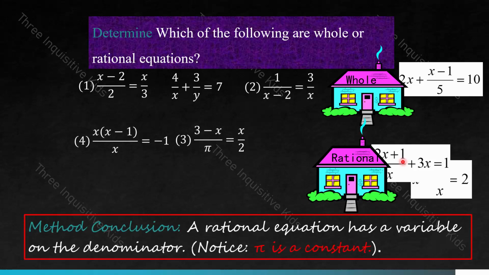So, here is our method conclusion. A rational equation has a variable in the denominator. And notice that pi is a constant. So for this example here, a lot of people might think that pi is a variable, but it's just a symbol that represents a constant number.